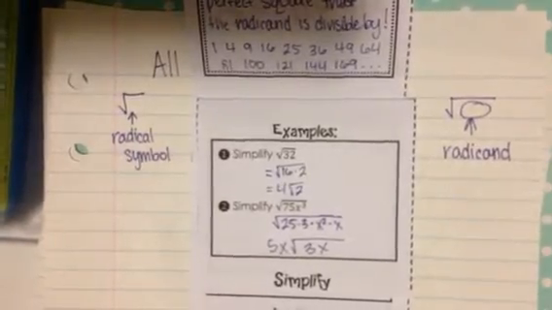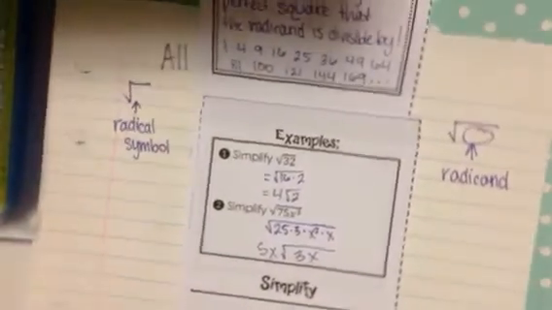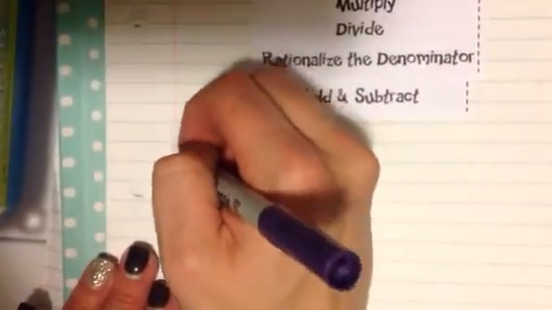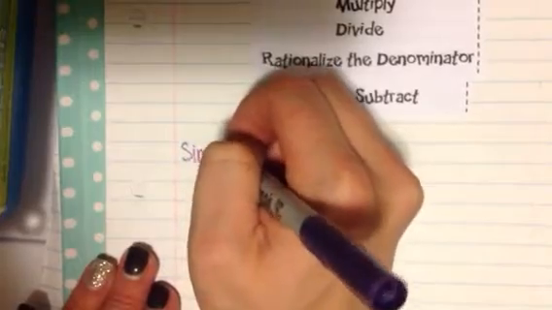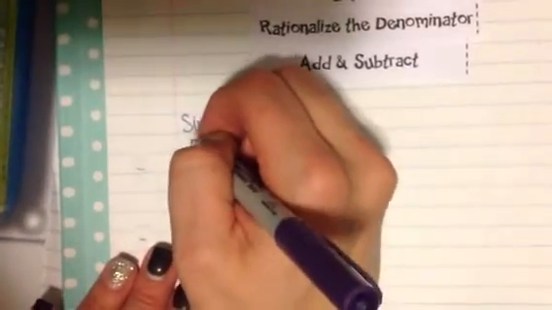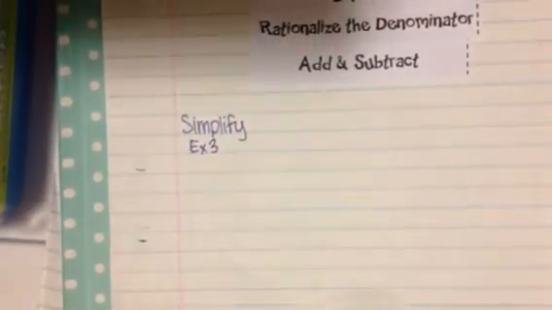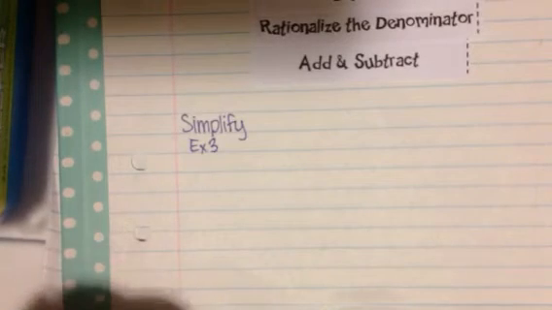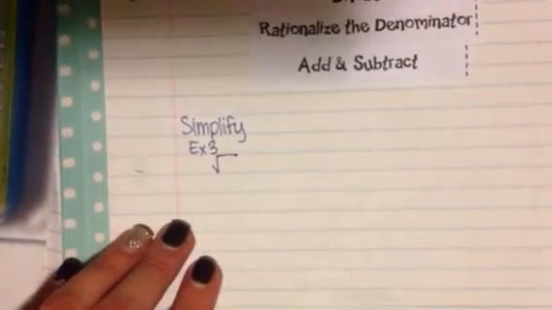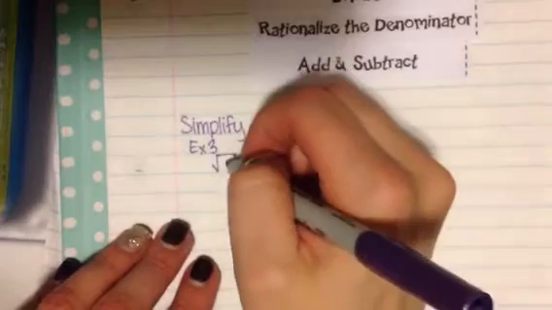So I want you at this time to go to the bottom of your page, and we're going to look at a few more examples. So let's see. I'm going to write simplify and we'll make this example 3. And let's do square root of 24.